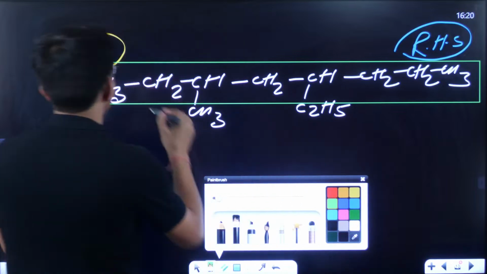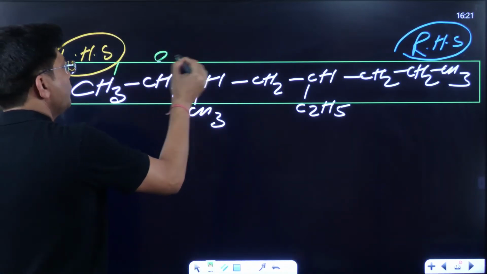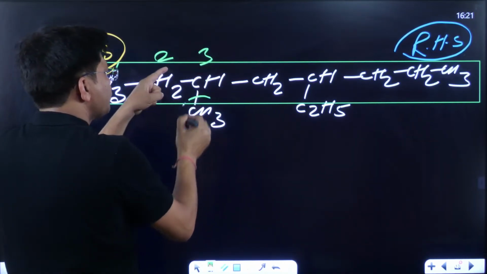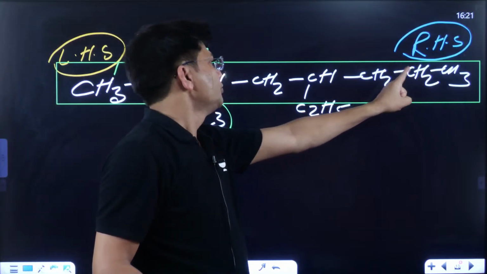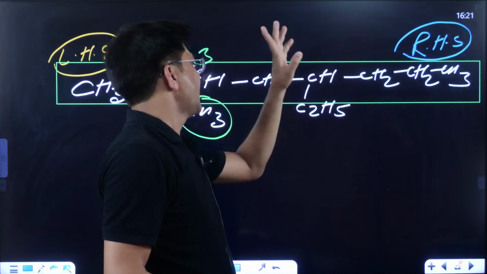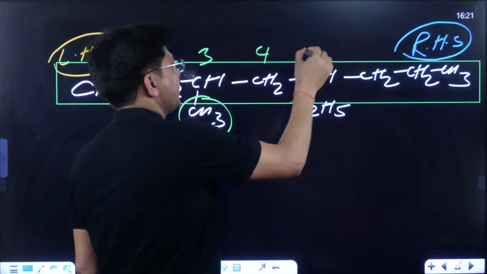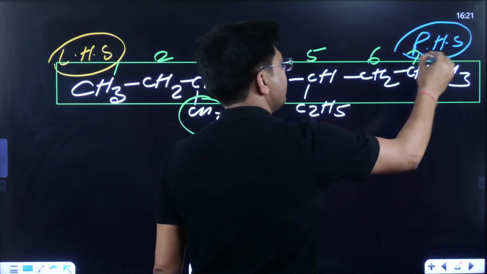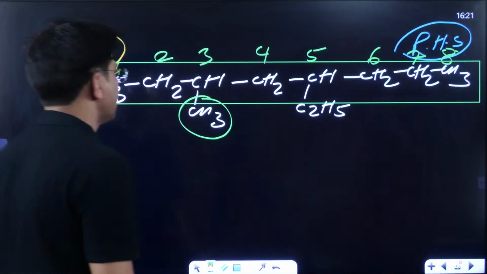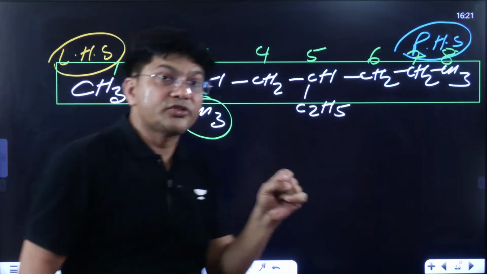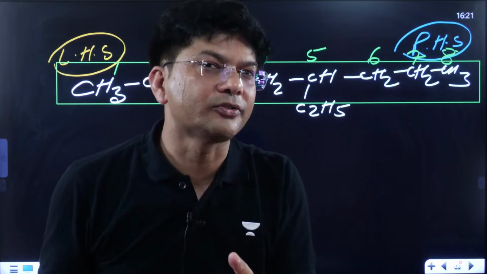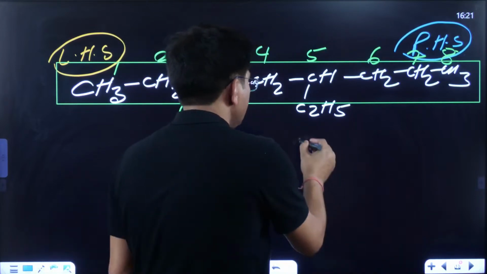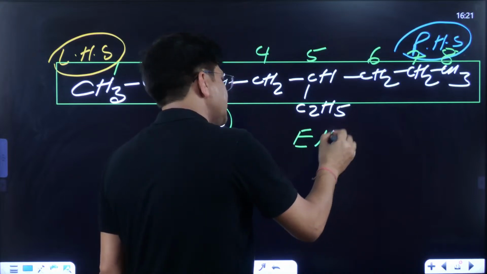Let me check it out. 1, 2, 3. The substituted carbon is coming on 3, and from that side 1, 2, 3, 4. That is wrong. So this is correct: 4, 5, 6, 7, 8. Absolutely correct. So which substituent are you going to write first? This is ethyl, starting from E.